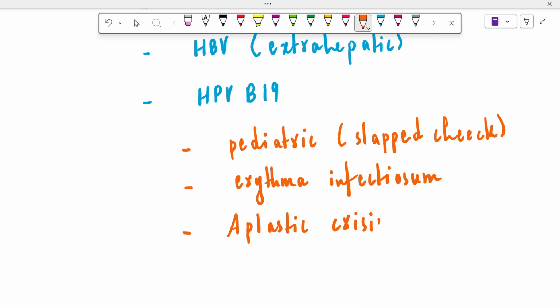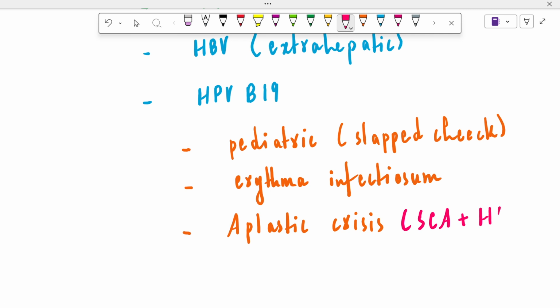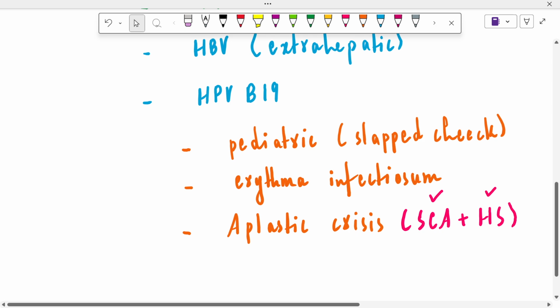Aplastic crisis. And what is aplastic crisis? There is sickle cell anemia plus hereditary spherocytosis. I will repeat again. Aplastic crisis includes sickle cell anemia and hereditary spherocytosis.